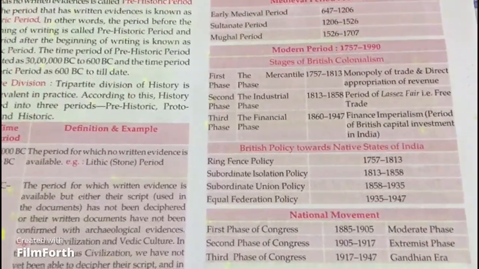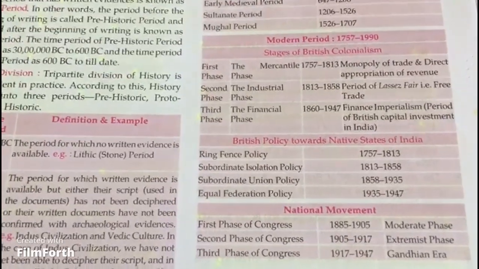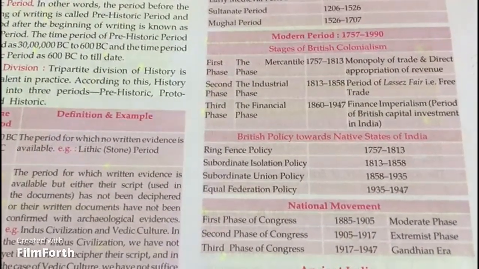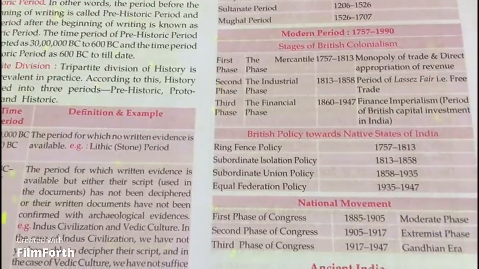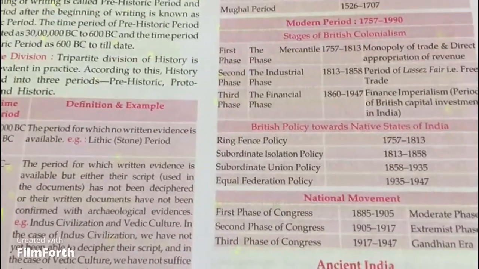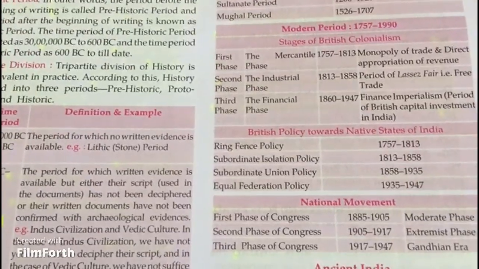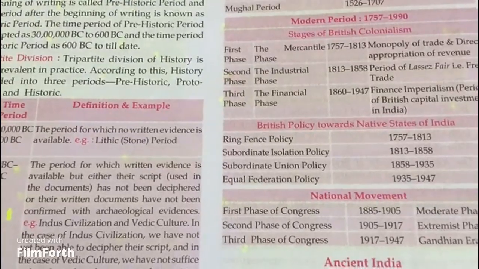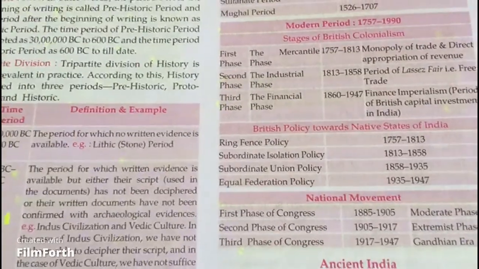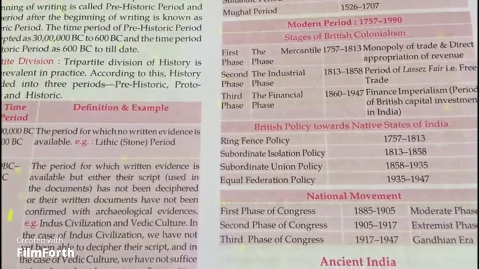British policy towards native states of India. Ring fence policy from 1757 to 1830. Subordinate isolation policy from 1830 to 1858. Subordinate union policy, 1858 to 1935. Equal federation policy, 1935 to 1947.